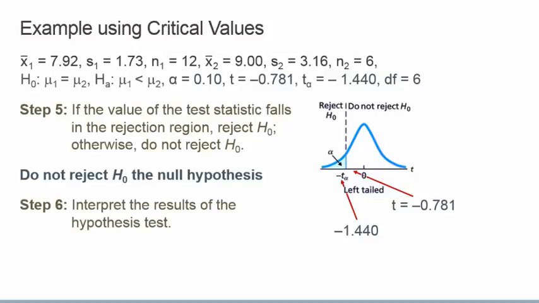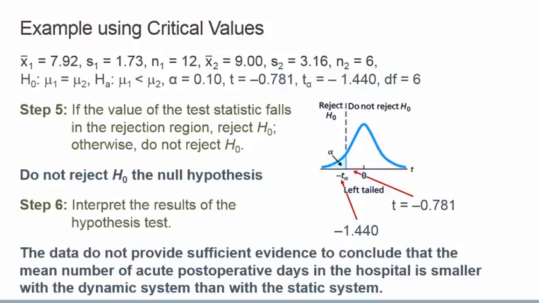Step 6, interpret the results of the hypothesis test. The data do not provide sufficient evidence to conclude that the mean number of acute postoperative days in the hospital is smaller with the dynamic system than with the static system.